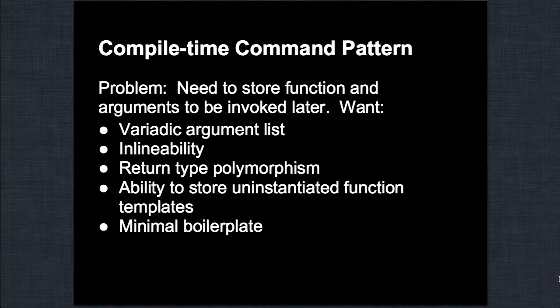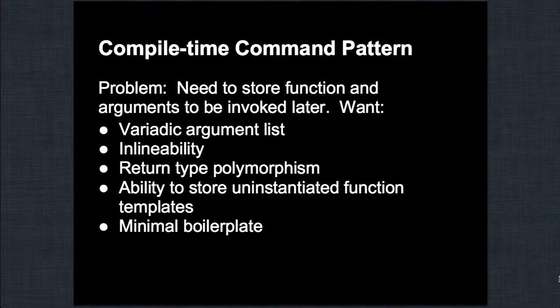One is variadic argument lists. Unless you want to rely on boxing, you're going to have a mess on your hands in languages like Java. Another is that the invoke method can't be inline, for the most part, because it's virtual. Maybe in a super smart JIT it would be, but you don't necessarily want to rely on that. A third problem is return type polymorphism is difficult to deal with in the old school command pattern. You know, figuring out where to store the return type and how to deal with it.